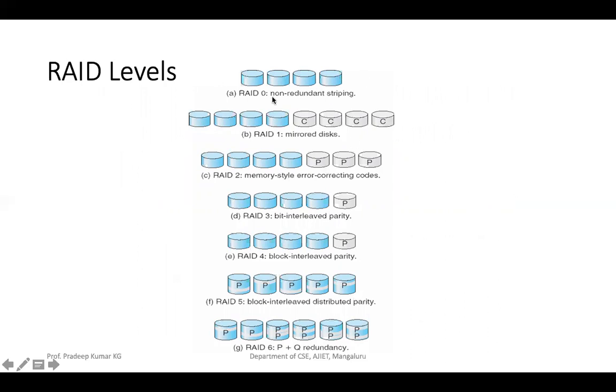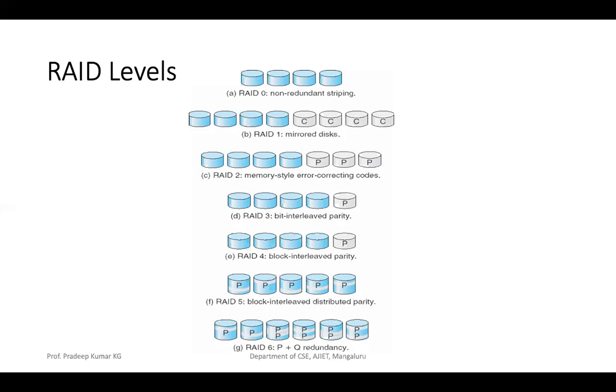RAID 0, there is no data duplication. Individual disks will have their own separate data. Say over here, according to the diagram, you have 4 disks. Each disk will not have duplication. Each disk will have its own data. The demerit of this particular setup is, if one disk fails, it is very difficult to retrieve the data from the first disk. And coming to RAID 1, it is supposed to copy it.